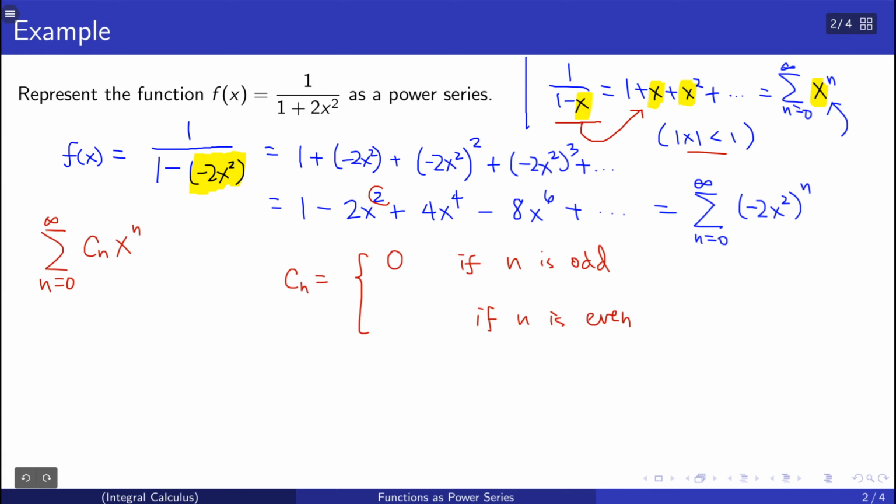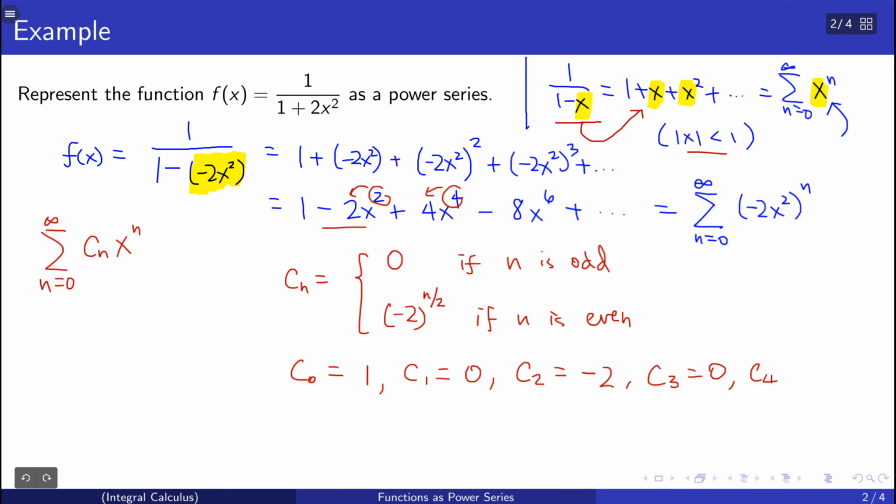Well, this is n equals 2. This is n equals 4. So we're actually dividing that power by 2 and raising negative 2 to that thing. Right, and now you can check. C sub 0 equals 1. C sub 1 equals 0 because it's odd. C sub 2 is equal to negative 2. That's correct. C sub 3 equals 0. And so on.